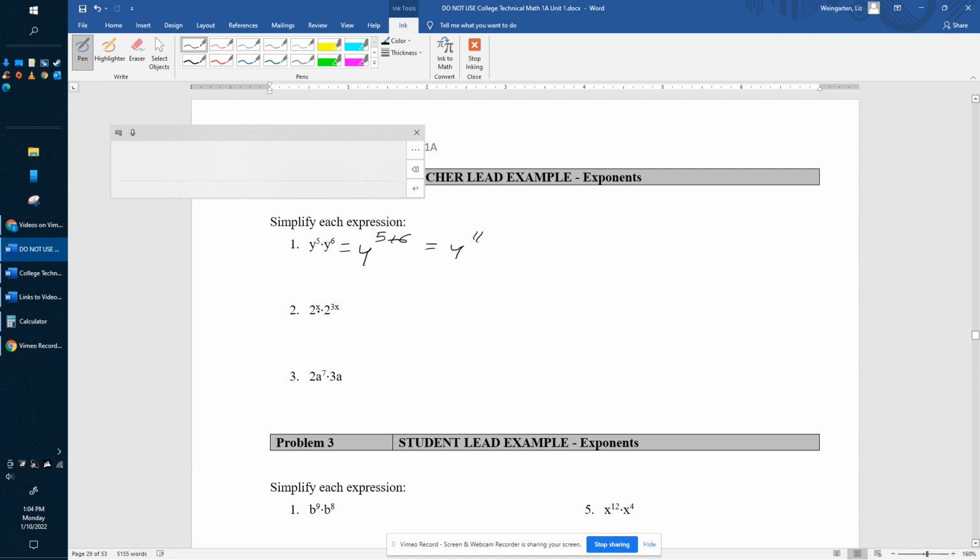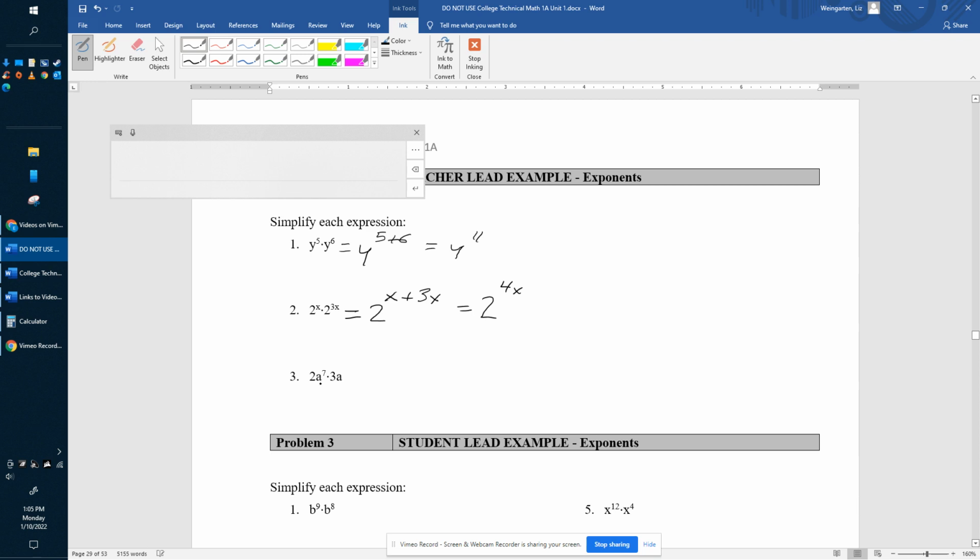Now in problem 2, our bases are numbers and our exponents have variables in them. But that's not going to change how we look at this. It's still going to work exactly the same. We're going to take our base, and then we're going to add our exponents together. x plus 3x. These are like terms, so we can simplify that to 2 to the 4x.